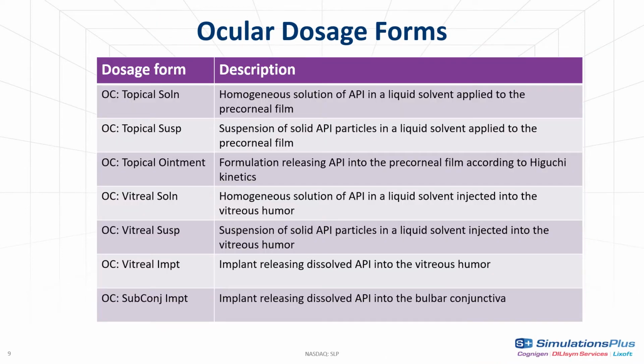This slide shows all of the ocular dosage forms that we include in our OCAT model. For the topical administration, we include topical solutions, suspensions, and ointments, and all of these would be applied to the precorneal film. We also include the intravitreal injections, particularly solutions, suspensions, and controlled release implants. And finally, we also include the subconjunctival implants as a dosage route.